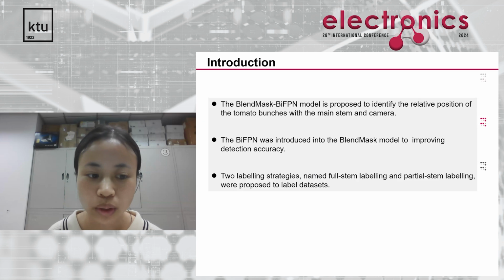I'm going to be speaking about the main work we've done, which has 3 parts. First, the BlendMask-BiFPN model is proposed to identify the relative position of the tomato batches with the main stem and camera. Secondly, the BiFPN was introduced into the BlendMask model to improve detection accuracy. Finally, two labeling strategies named full stem labeling and partial stem labeling were proposed to label datasets.